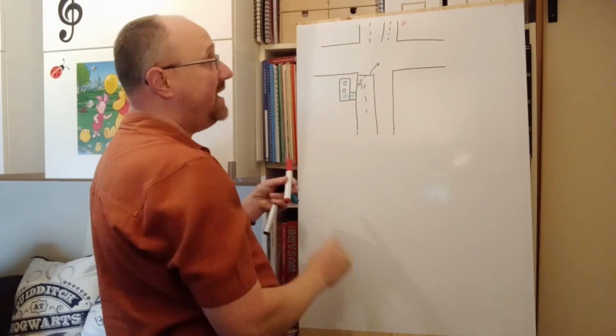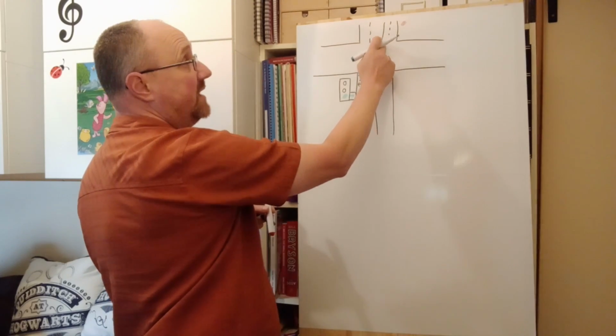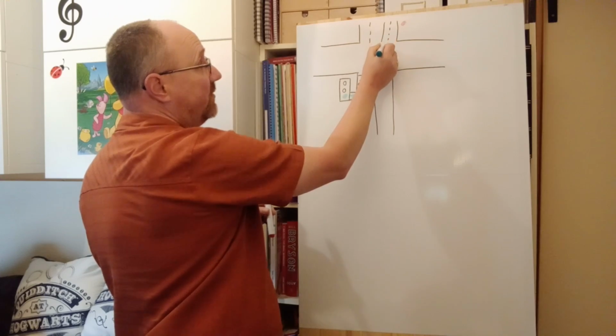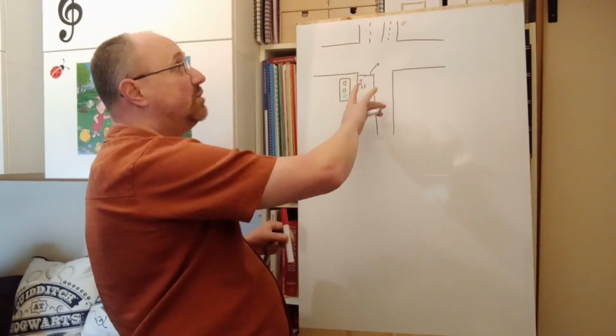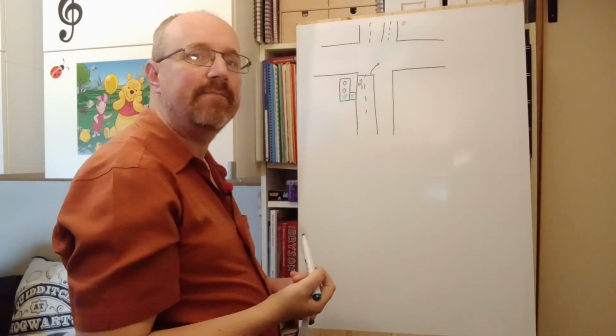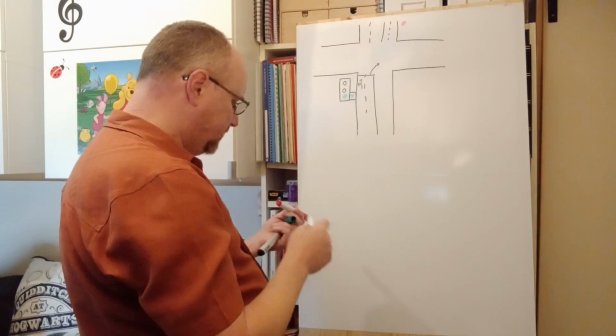There might be a filter arrow for these people to tell them that they can also turn right at the same time as you, because you're not getting in each other's way. So the filter arrow there does make sense.